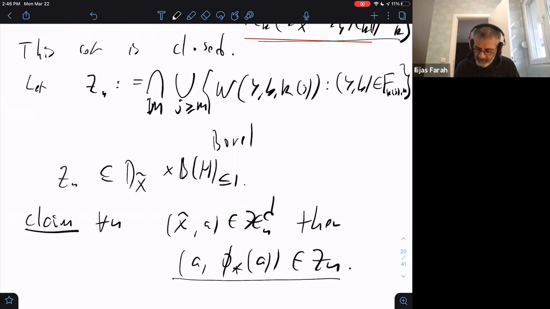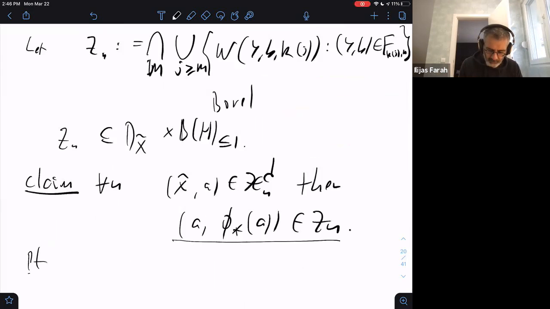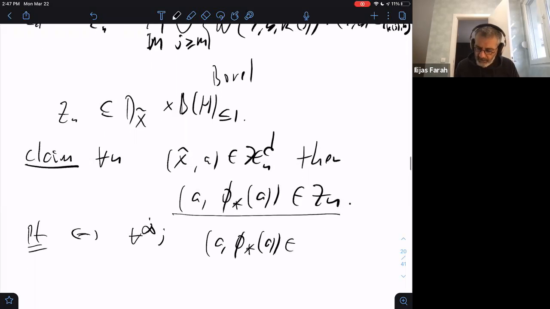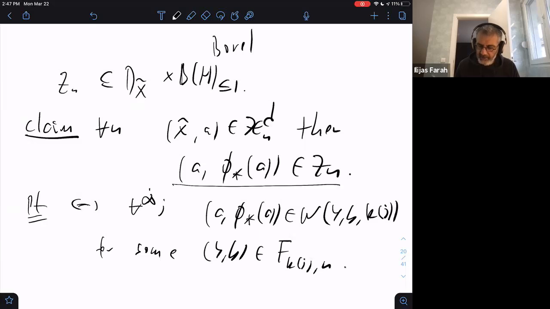So we need to check that a comma phi star of a is in Zn. Well, basically, that is equivalent to saying that for all but finitely many j, a comma phi star of a belongs to w y b k, actually, I should say y b k j, for some yb in fkjn. Right, so this is exactly what I need to prove, and let's just try.